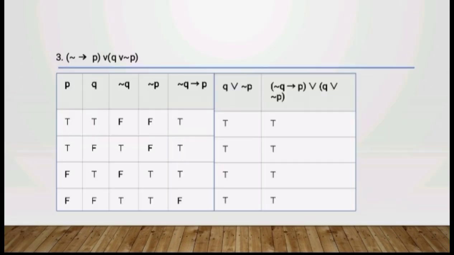Number 3. If not P, and Q, and not P. The last column of P is false, the last column of Q is false, the last column of not Q is true, the last column of not P is true, the last column of the implication of not Q then P is false, the last column of Q or not P is true, and the last column of not Q implies P or Q or not P is true.